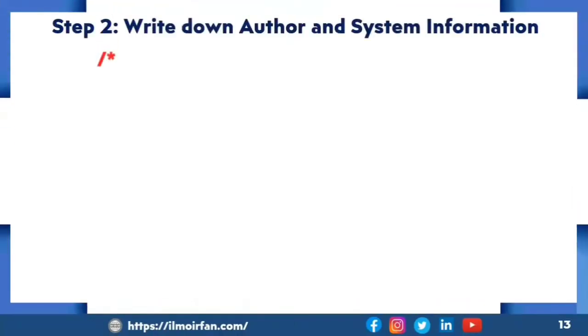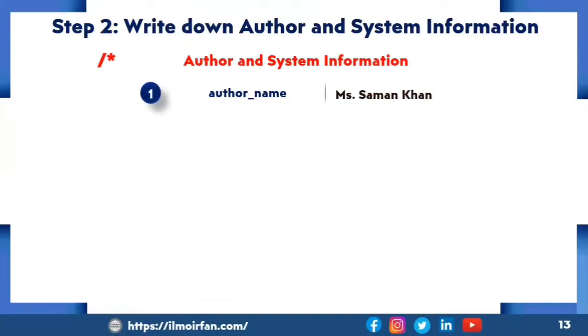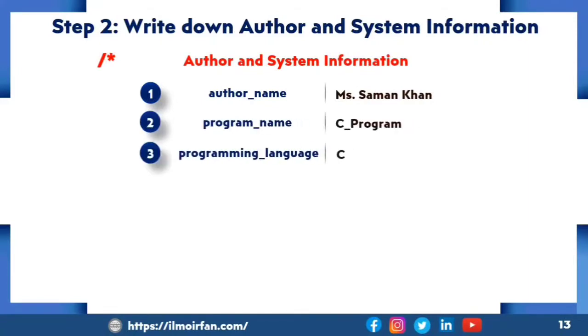Step 2, write down author and system information. Author and system information is as follows. Please note that in C programming language, a multi-line comment starts with /* and ends with */. Here, author name is Miss Saman Khan. Program name is C program. Programming language is C. Operating system is Windows 10.